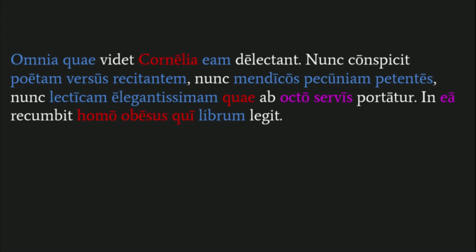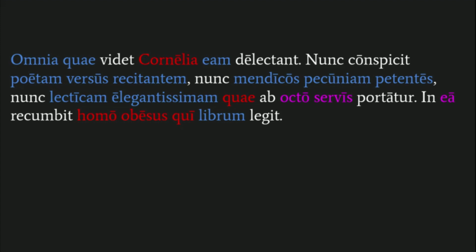A most beautiful or most elegant litter, which, again, we have a relative pronoun here because it's starting our relative clause. It's referring to the lectica, which is why it's feminine, but it's nominative here because in its own clause, it's acting as the subject. So you're saying which is being carried, portatur, by 8 slaves. There's our ablative of agent.